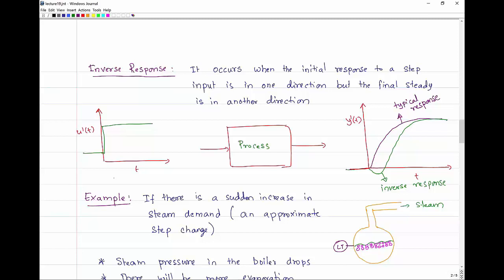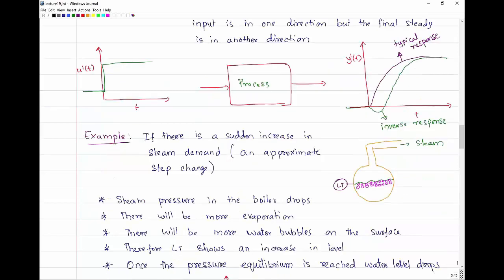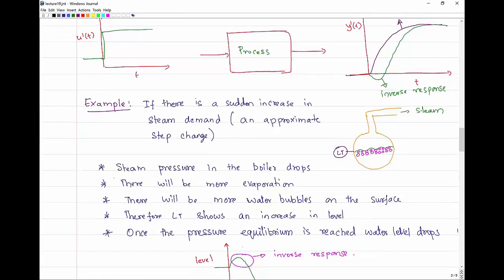A good example of this inverse response is boiling water to generate steam. If there is a sudden increase in steam demand, which can be approximated as a step change, the steam pressure in the boiler initially is going to drop. And that will result in more evaporation, leading to the formation of bubbles on the surface of water, which will artificially increase the level in the boiler.